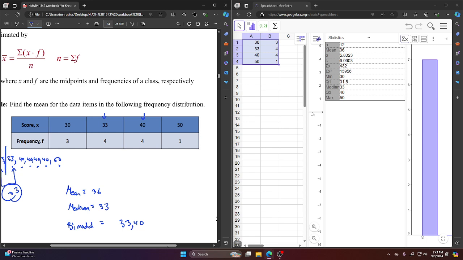Oh, bimodal? So I was saying, what's the most frequent value? Well, there's 4 of these and there's 4 of those. So I said bimodal because there's 2 of them. Bi means 2, like a bicycle, you know? Because there's 2 wheels. Just saying. A tricycle is 3.